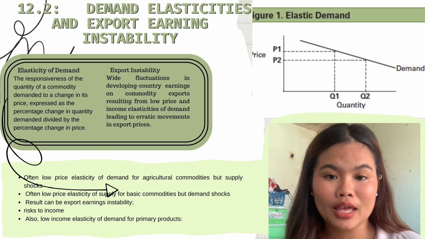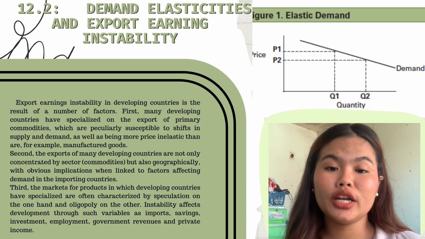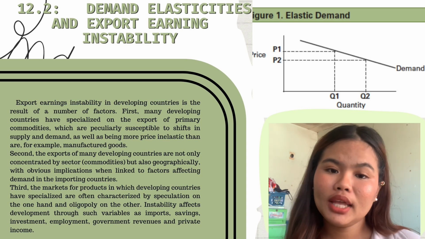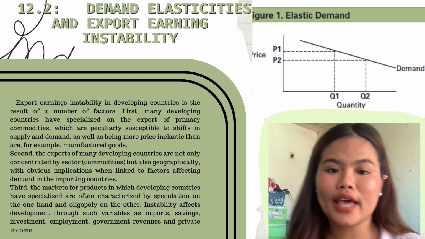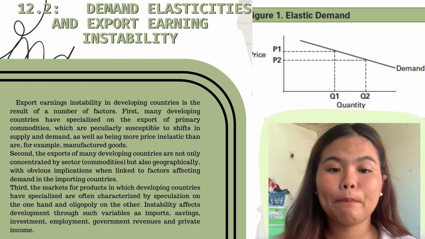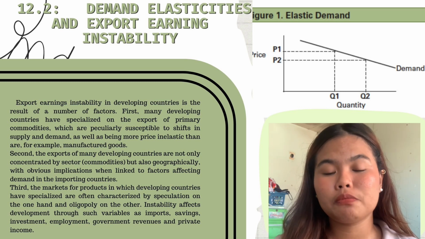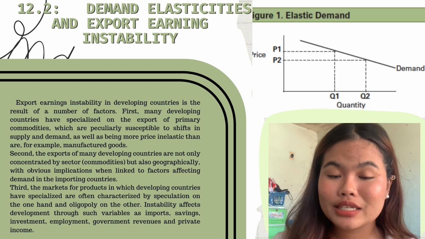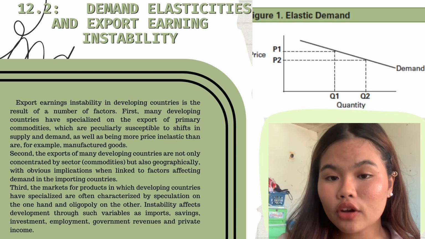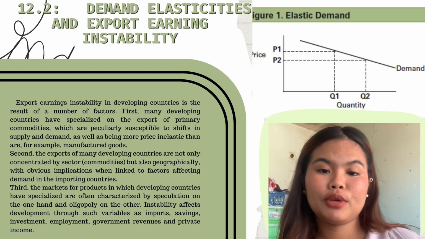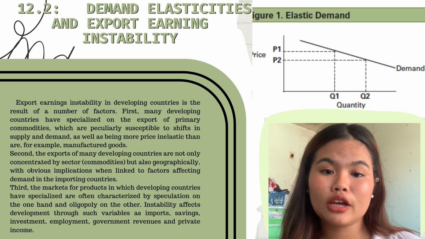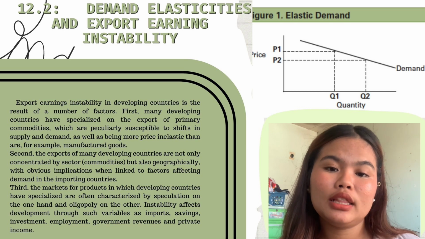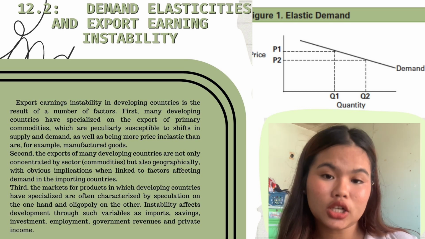But how does this happen? Export earnings instability in developing countries is the result of a number of factors. First, many developing countries have specialized in the export of primary commodities, which are peculiarly susceptible to shifts in supply and demand, as well as being more price inelastic than, for example, manufactured goods. Second, the exports of many developing countries are concentrated not only by sectors or commodities, but also geographically, with obvious implications when linked to factors affecting demand in the importing countries.